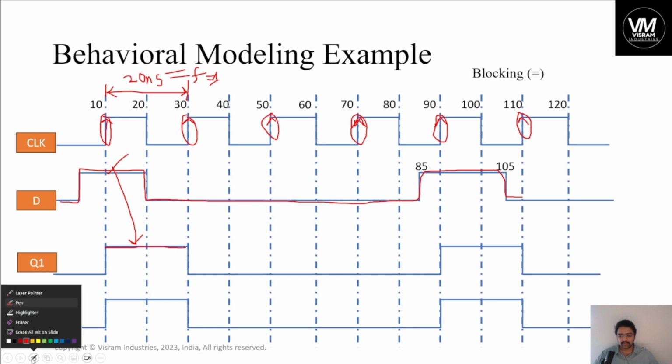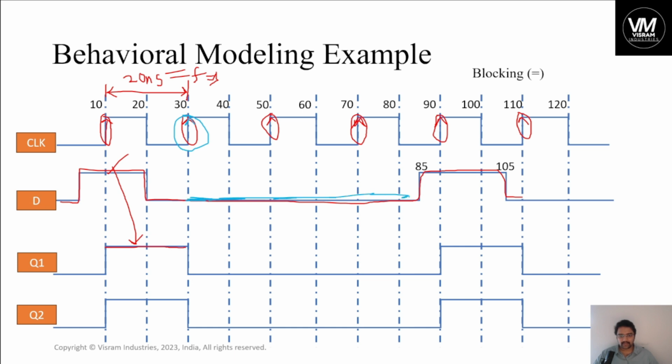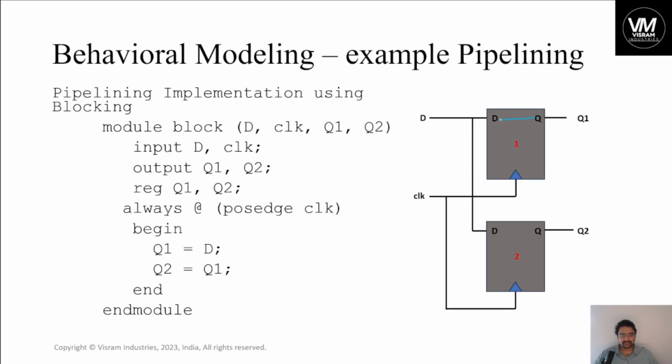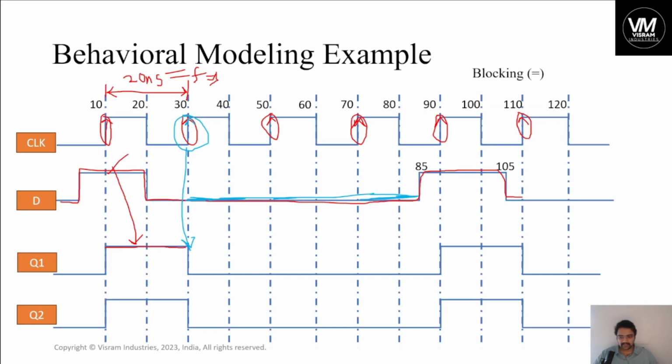Now understand, for the next transition, at this next passage, what is the value of D? It is 0. Got it? So it is 0. In this way, Q will be following D. Q1 will be following, so Q1 will be this one. This is Q1, and how do we get the Q1? In this way.